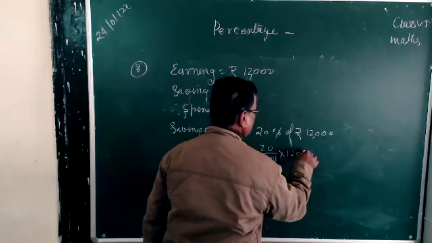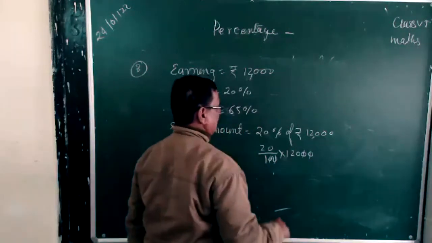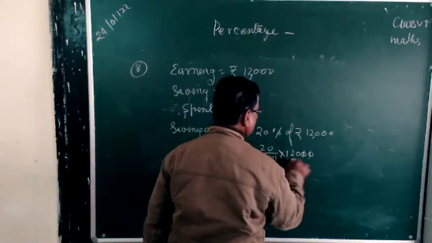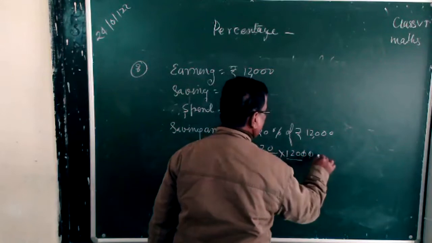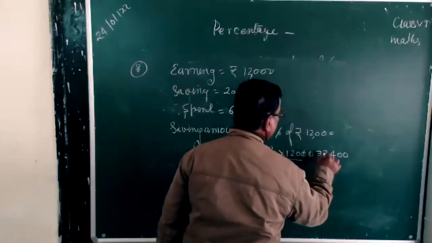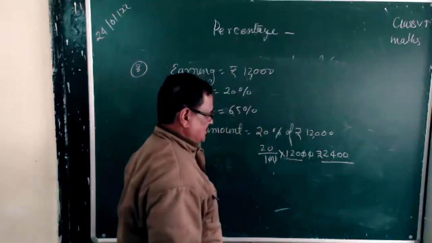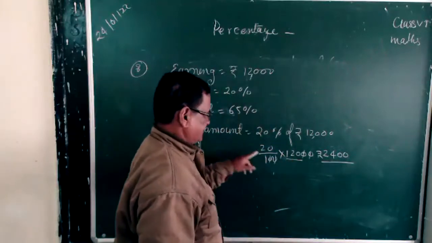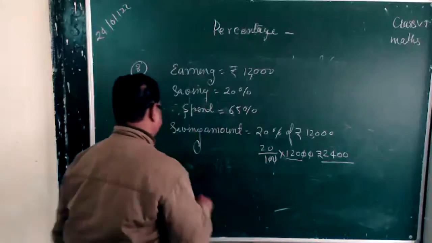1, 2, 3 cut, 2 cut, and now you multiply 120 multiplied by 20, 240, 2,400 rupees is the saving.